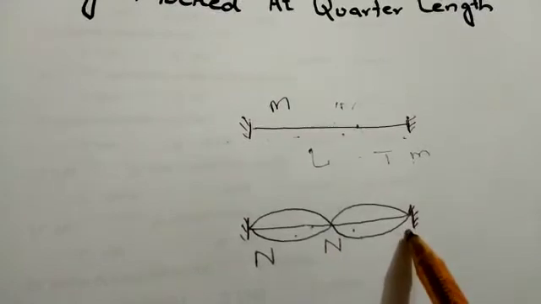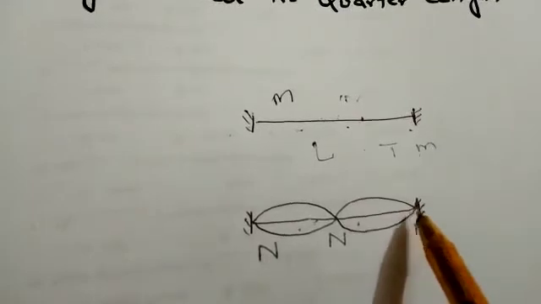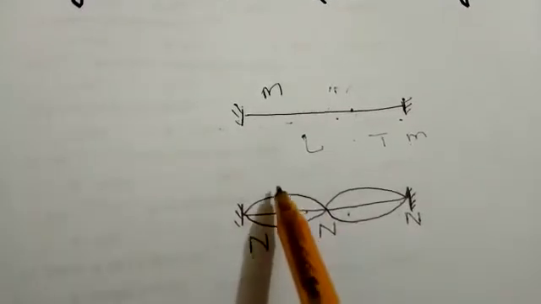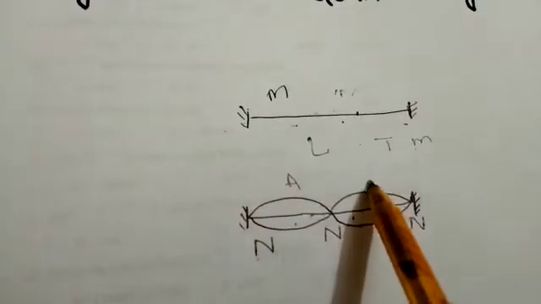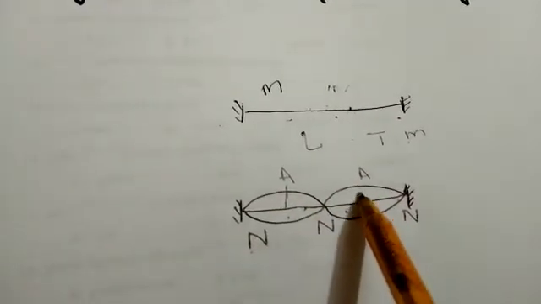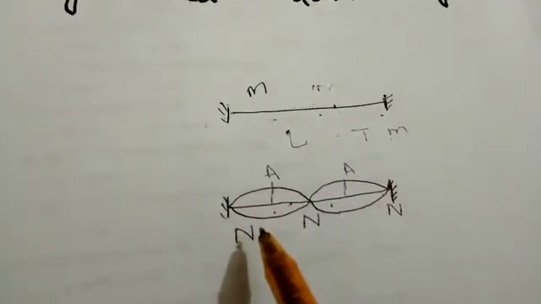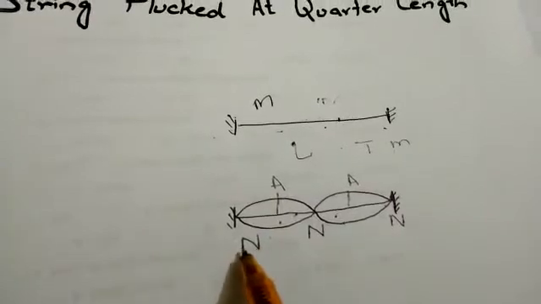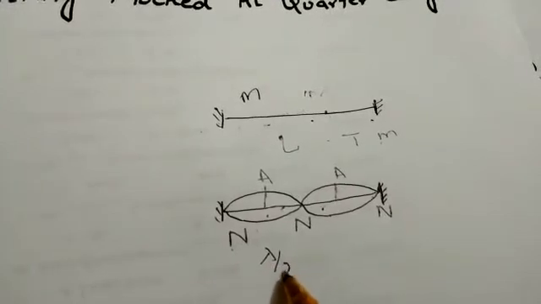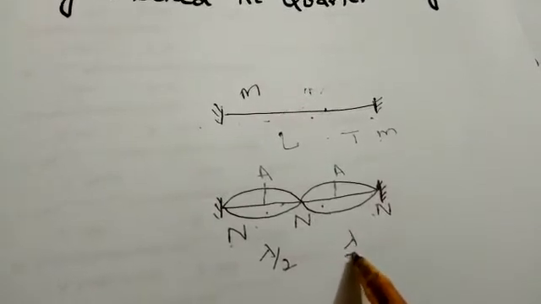Now this whole string vibrates in two loops, means here we have three nodes. The points where particles of the medium, means particles of the string, are at rest, we call the nodes. So there are three nodes and there are two antinodes, the points where particles are at maximum amplitude. Now we know that the distance between two consecutive nodes is lambda by 2, and the distance between these two nodes is also lambda by 2.